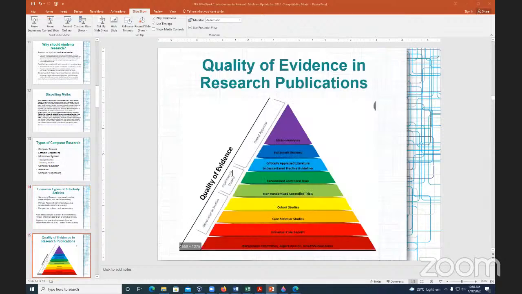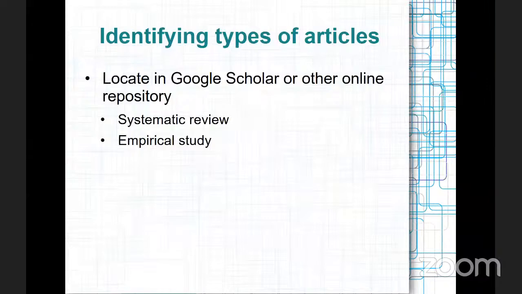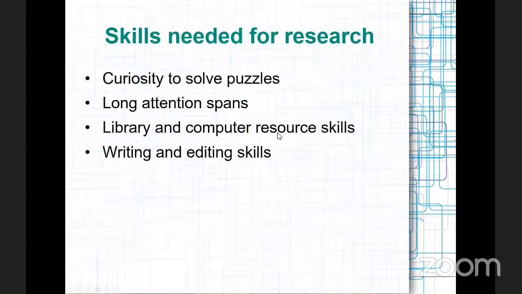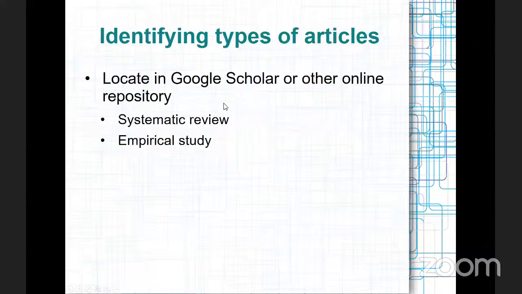All right, so let's move on. Let me go on from the current slide. All right, so I wanted just to spend a little time locating articles in Google Scholar, but we're running out of time. So to do research, you need to have curiosity to solve puzzles, long attention spans, library and computer resource skills, writing and editing skills. By the way, Google Scholar is what I recommend for everybody to start with.